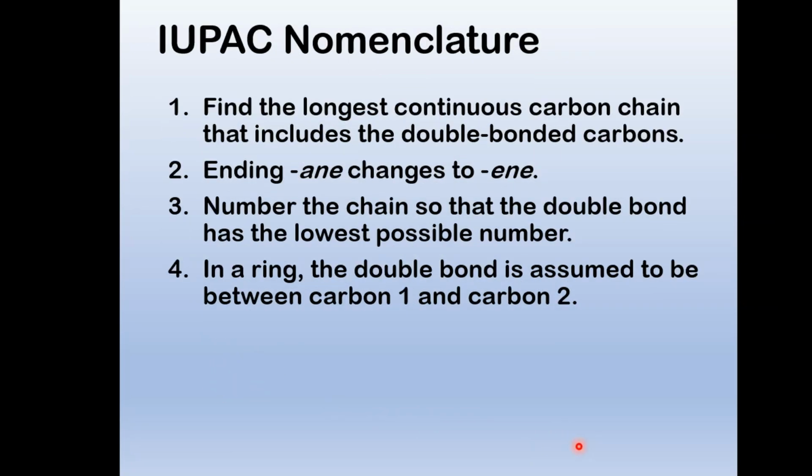How do we name alkenes? Well, we find the LCCC, the longest continuous carbon chain, that includes the double-bonded carbons. Then we chop off the "ane" from the alkane and change it to "ene". And we number the chain so that the double bond has the lowest possible number. In a ring, the double bond is assumed to be between carbon number 1 and carbon number 2.